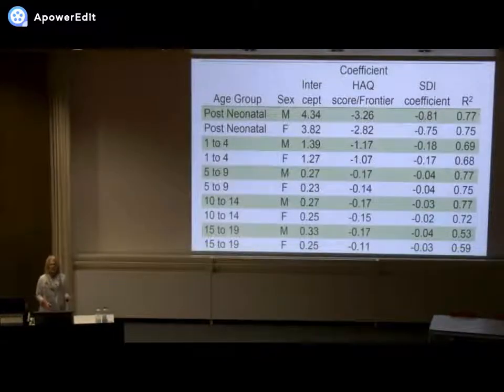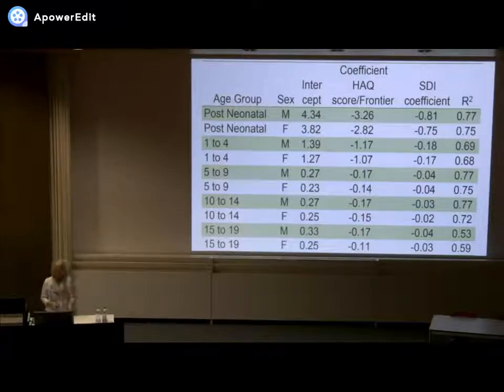So these are some examples of our regression results. And as you can see, we have them for both males and females. And if you look at the coefficients of the Healthcare Access and Quality Index, we see that as healthcare access and quality improve, the DALYs per capita decrease. And the same with SDI.